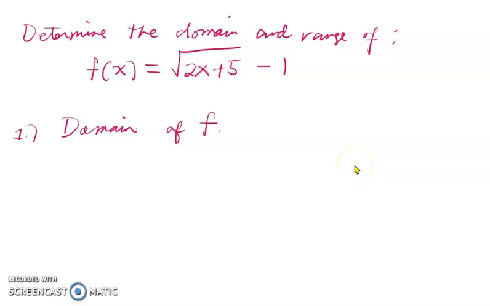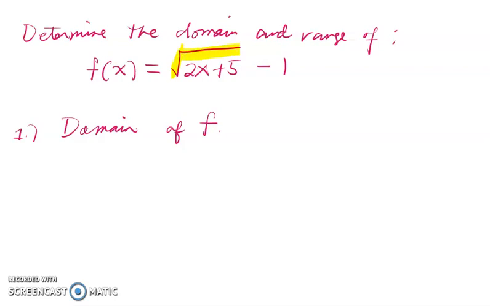Determine the domain and the range of this function. F of x is equal to the square root of 2x plus 5 minus 1. So for the domain of this particular function, again, this function involves this radical sign.